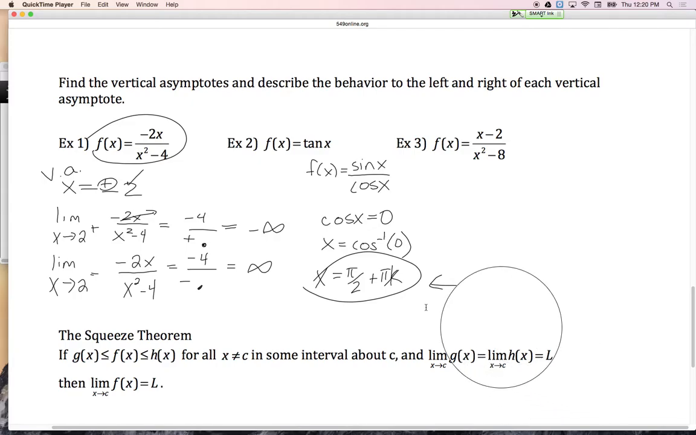Now, somebody's going to say, do you want us to verify every VA? No, because we'd have to do that to the end of time. I would just do that if I wanted to punish you. All right? So I'm just going to check one. I'm going to check pi over 2. So let's check pi over 2.